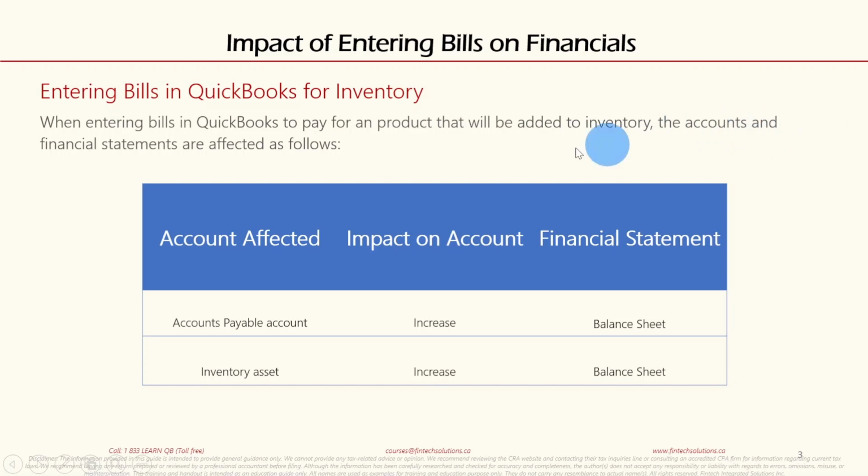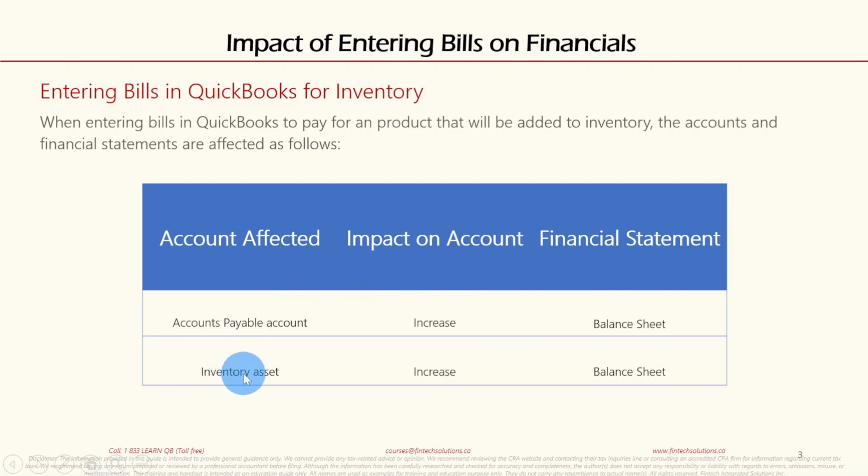The accounts and financial statements are affected as follows. There are 3 columns. The first one is the account affected. Second is the impact on the account, whether it's going up or down, increase or decrease. And third is the financial statement, which financial statement will be impacted. So first of all, the account impacted will be accounts payable, meaning we have to pay the money to the vendors, so of course it is going to hit the accounts payable. That is going to increase, and the financial statement is going to be the balance sheet.